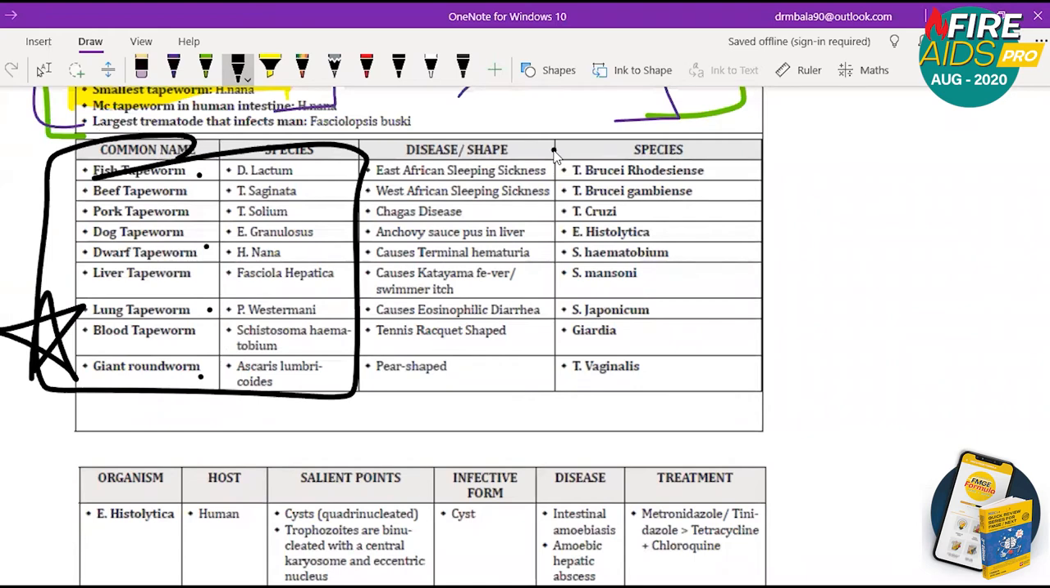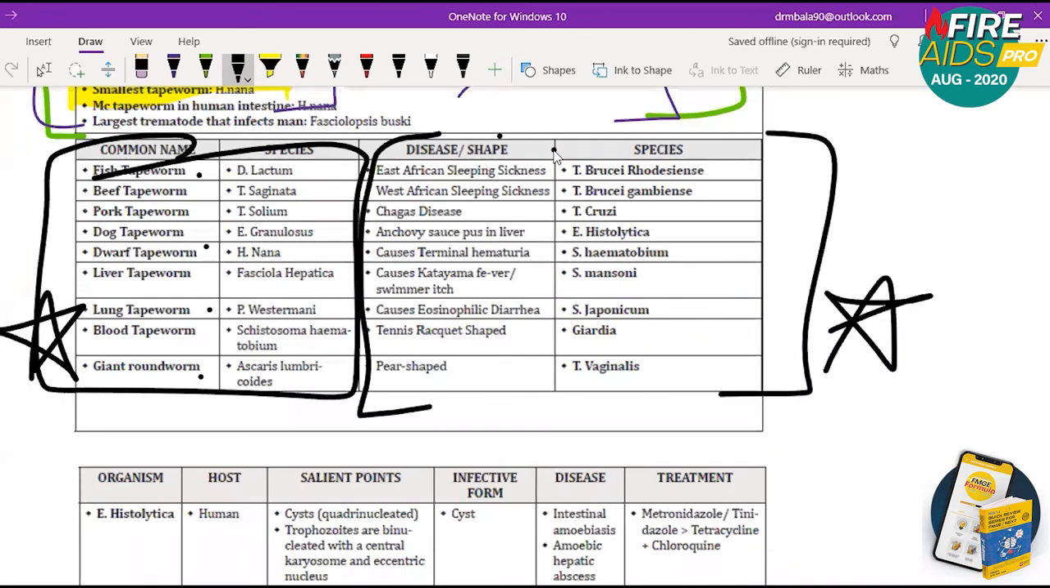Then comes the different names of the diseases or their shapes and then their species in one table. Again, this will really help you. I think you can go through this by yourself, but this point I'll stress more on.